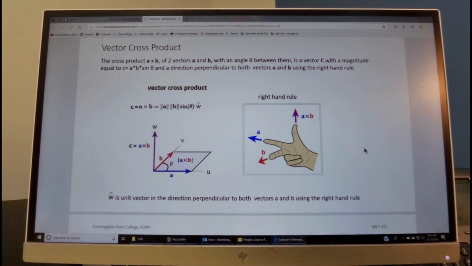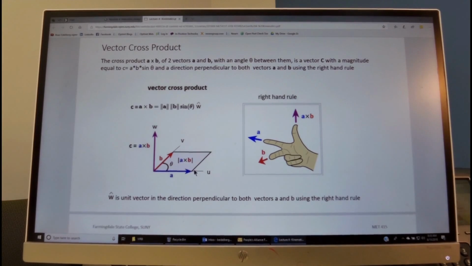The cross product is defined as a vector which, according to the right-hand rule, when we have a vector A which is crossed with B, is in the direction perpendicular to both A and B, and it is advancing in the direction of a right-hand screw. As we move A towards B, a right-hand screw will advance in this direction.